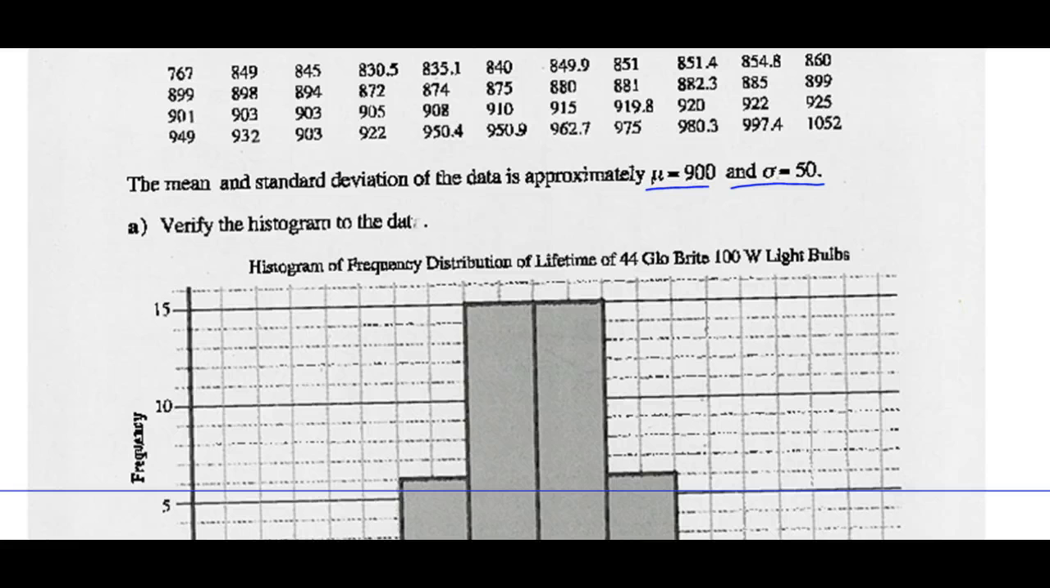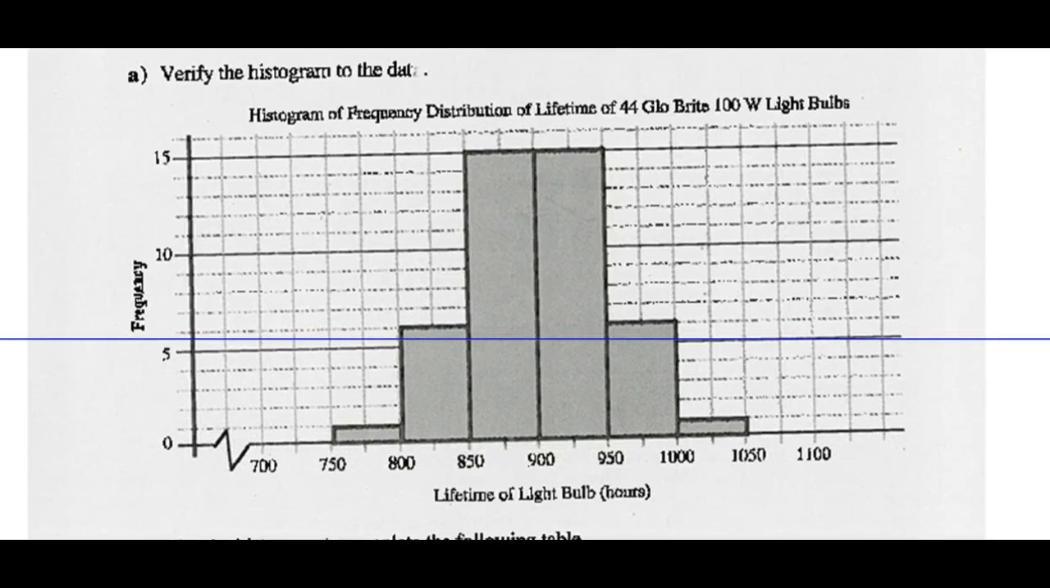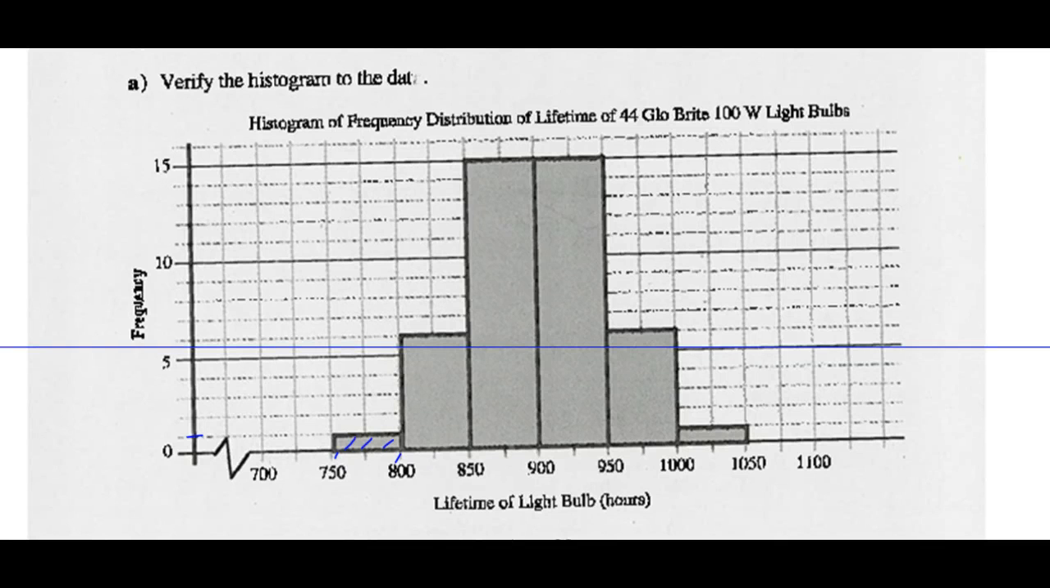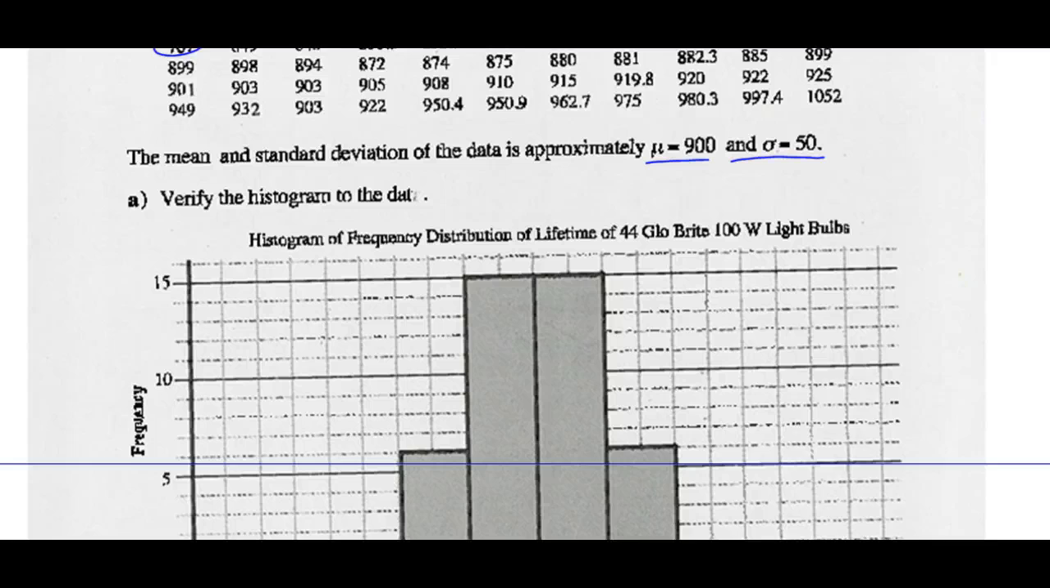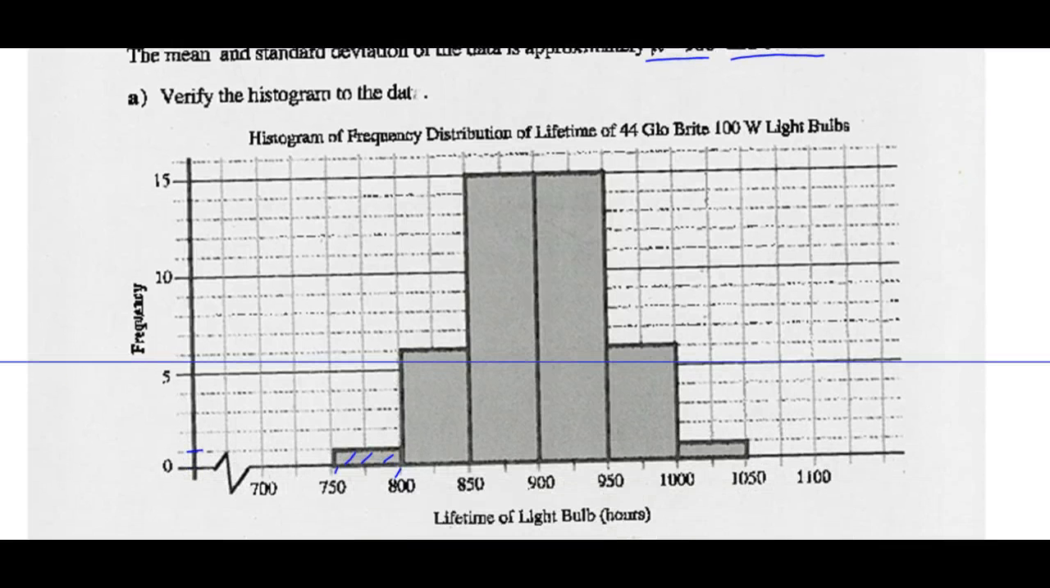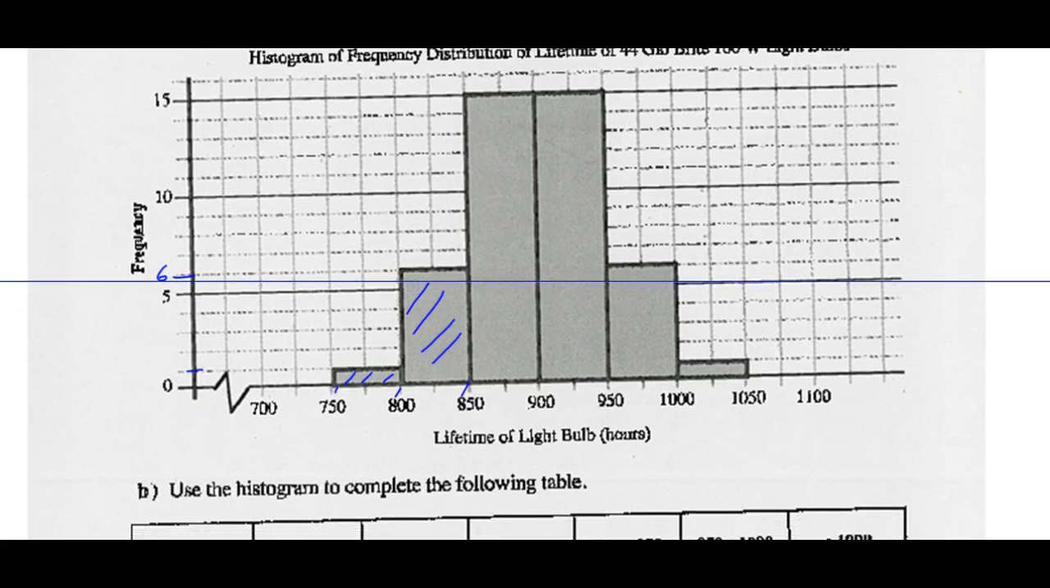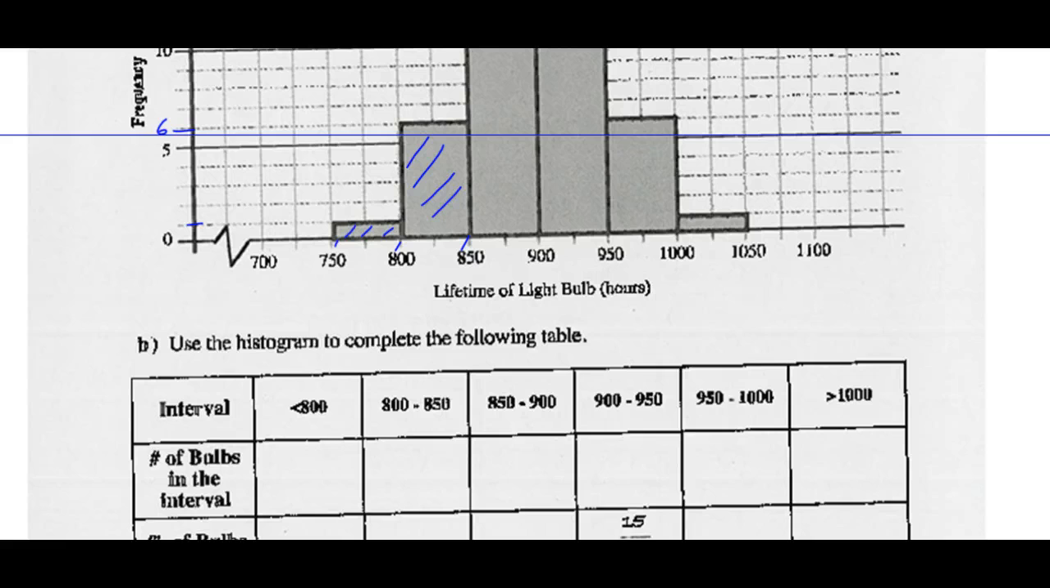All right. Verify the histogram to the data. So all they're saying is, it says here between 750 and 800 hours there is one piece of data. If I go back and look, it looks like there's only one piece of data between 750 and 800 hours. I could do that for all these histogram bars. Between 800 and 850, it looks like there's supposed to be 6 pieces of data, so 6 in here. I could check that. If you would like to, you go ahead. We're going to move on.